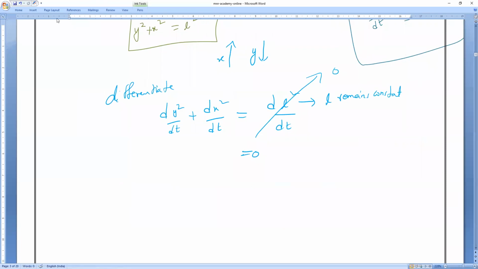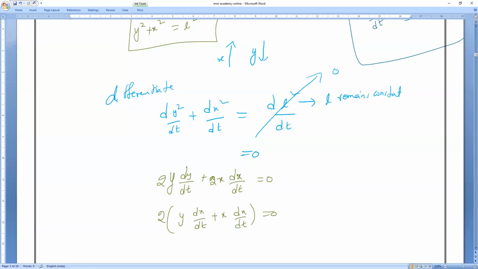Now, differentiation of the y square formula. Tell me, what is the differentiation of y square? 2y dy by dt, plus the differentiation of x square, 2x dx by dt, which is equal to 0. So I will take 2 common and send it outside to that side. So what will happen? y into dy by dt plus x into dx by dt, which is equal to 0.